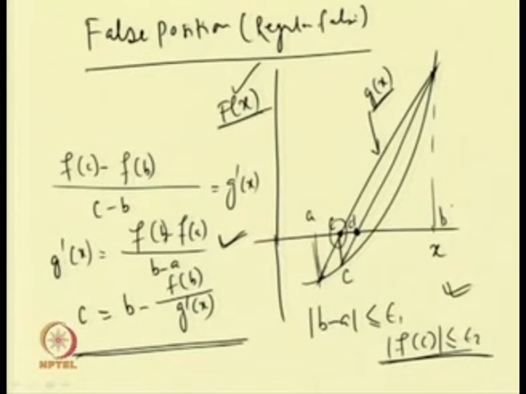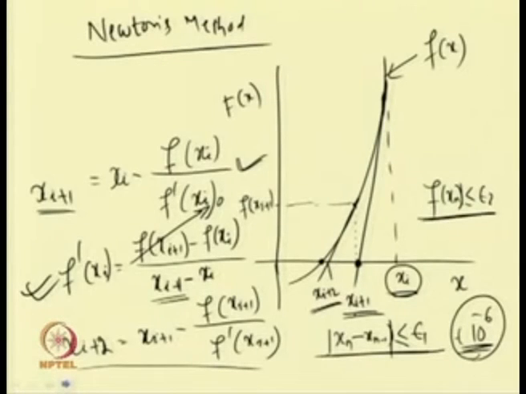In the case of Newton's method, here we found the approximate solution x i plus 1 by using this equation. Here we have to find the derivative at the point. Initially we take a point x i, then find the derivative of this function at that point, and after finding the functional value and its derivative, we can obtain the next point.